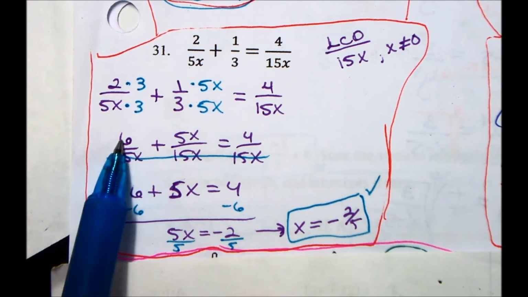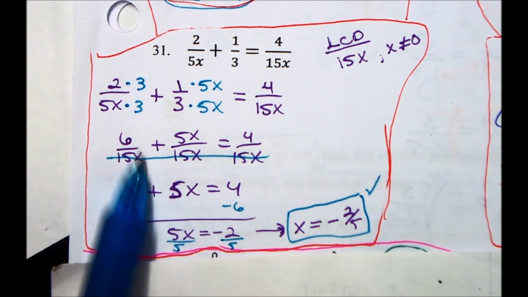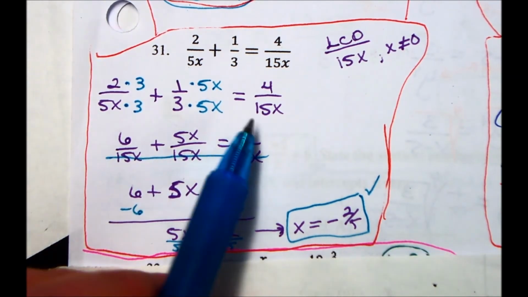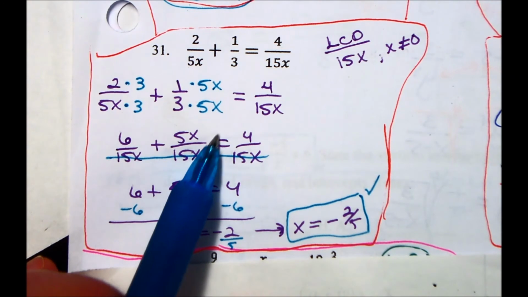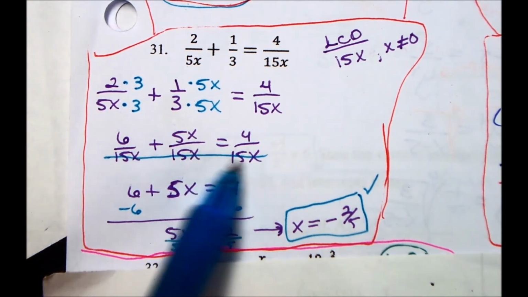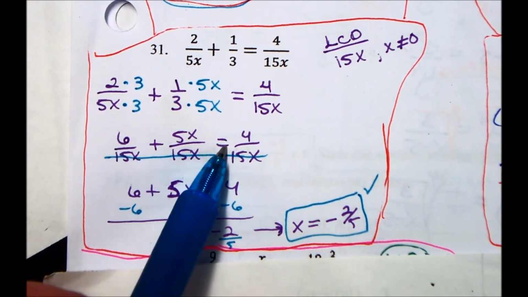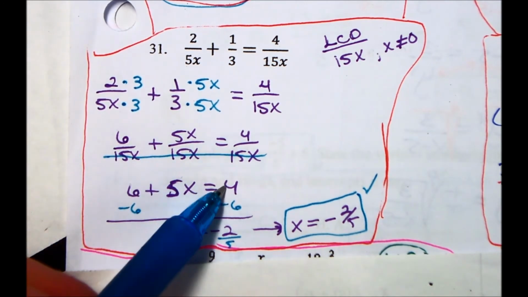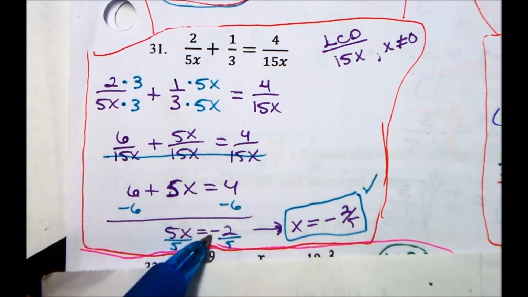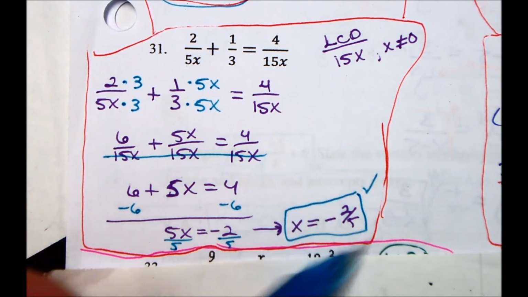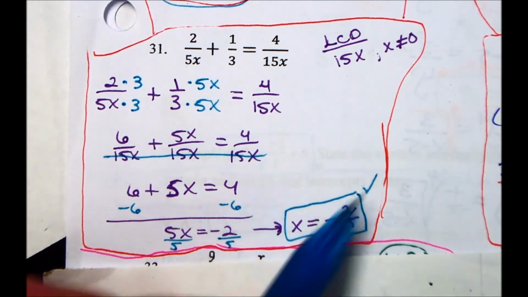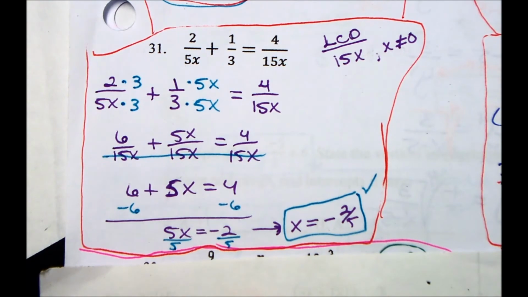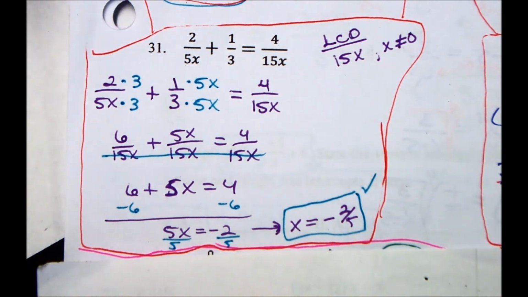And then here we basically have the same denominator now, so 6 plus 5x over 15x, we can eliminate the denominators. Now remember, you only eliminate denominators with equations. So once you've got a common denominator, the numerators have to equal each other. So 6 plus 5x then will equal 4. Subtract your 6, which gives you negative 2, divide by 5, and you get negative 2 fifths, which is not your undefined value, so that should be an okay solution.